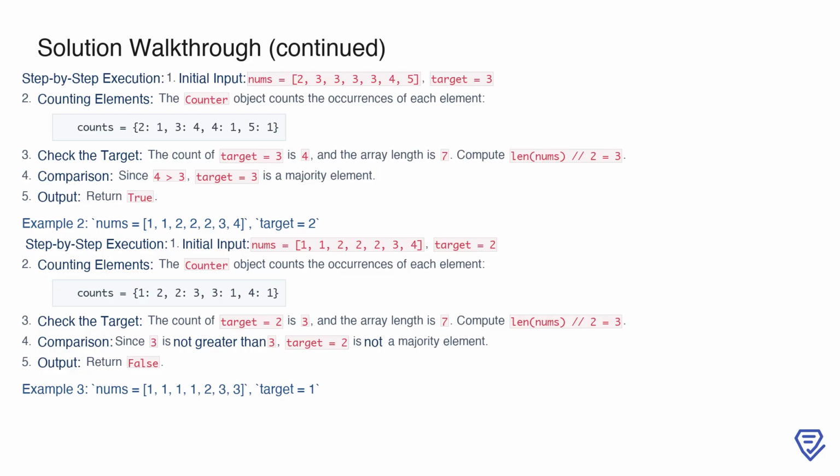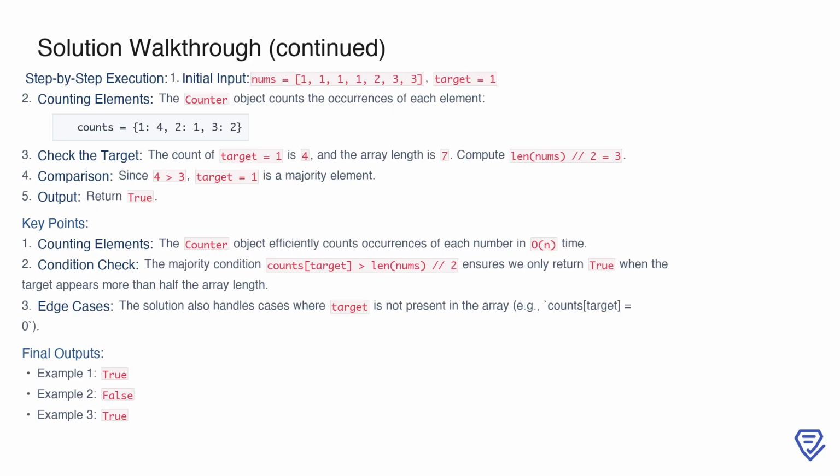This time, the count of 2 is not greater than 3, meaning the target does not satisfy the majority condition. So, the function returns false in this case. Now, let's analyze the third example where nums = [1, 1, 1, 1, 2, 3, 3], and target = 1.